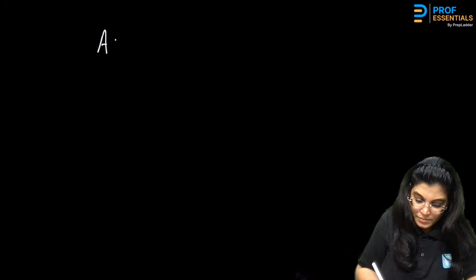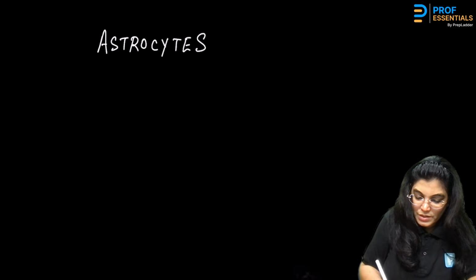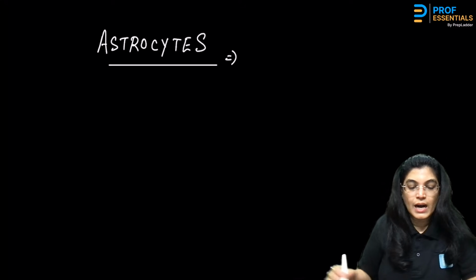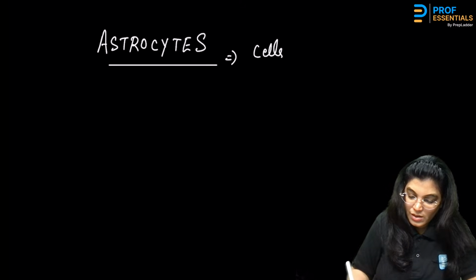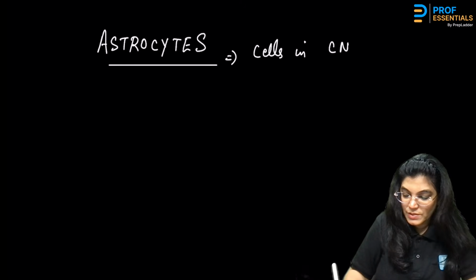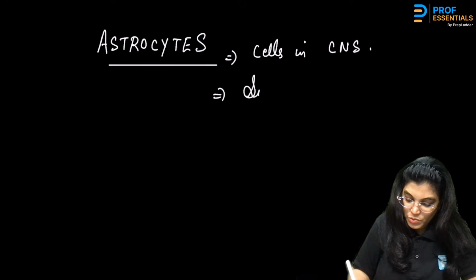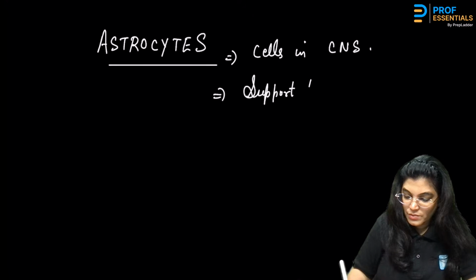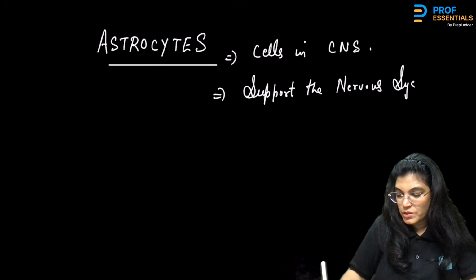So let's write down the function of astrocytes. First, where are astrocytes present? Astrocytes are cells present in the central nervous system. They support the central nervous system by providing nutrition.